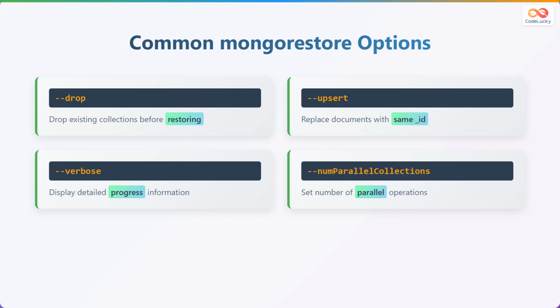The mongorestore command offers several options to customize the restore process. Here are some common options. The drop option drops existing collections before restoring. The upsert option replaces documents with the same _id. The verbose option displays detailed progress information. The numParallelCollections option sets the number of parallel collection operations.